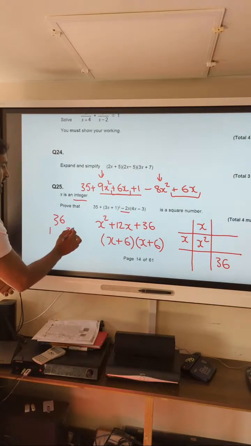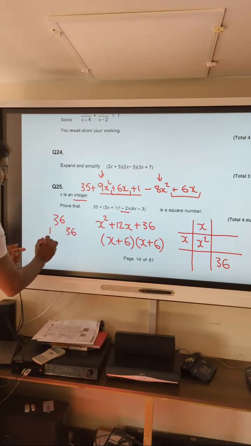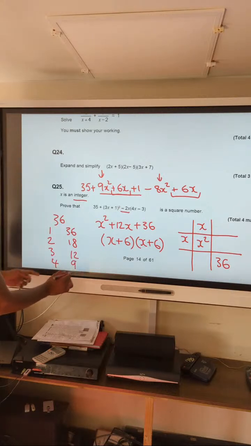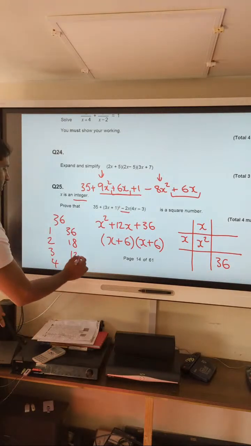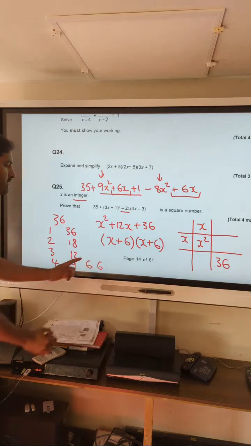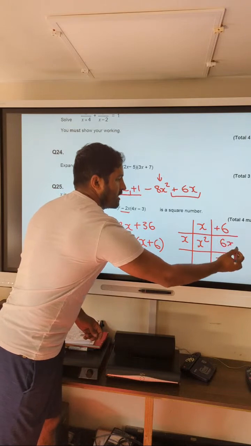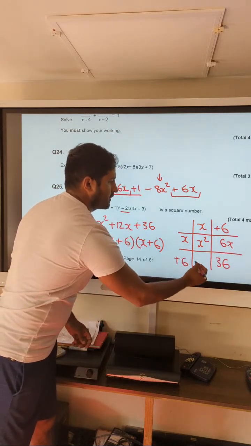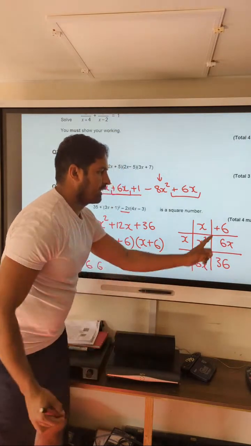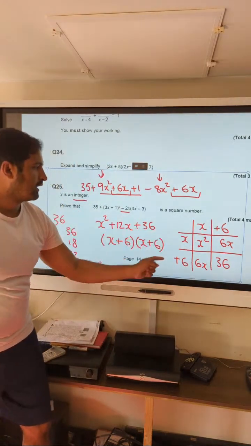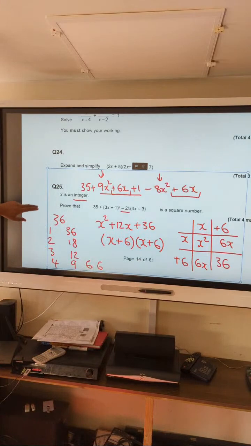So 1 and 36, no, doesn't give you 12. 2 and 18, no. 3 and 12, no. 4 and 9, 13, so it's close, but no. 6 and 6, so those are the two numbers that we were looking for. Positive 6, so 6x here, and positive 6, so 6x here. And now 6 times 6 gives you 36. So those are the two values, x plus 6 and x plus 6.